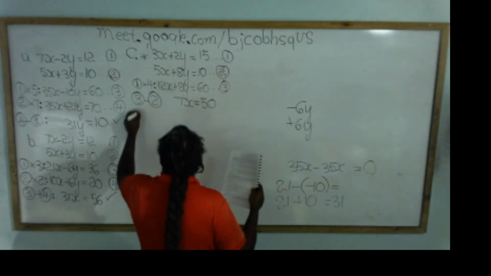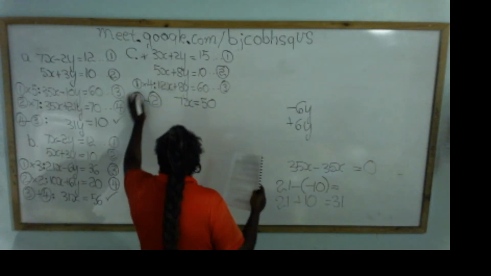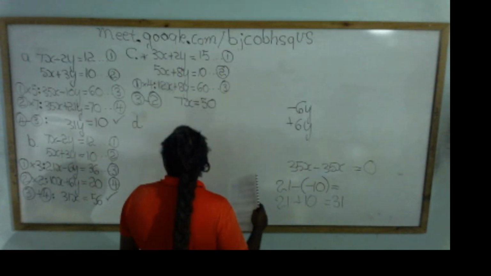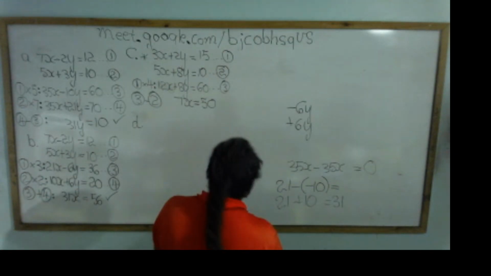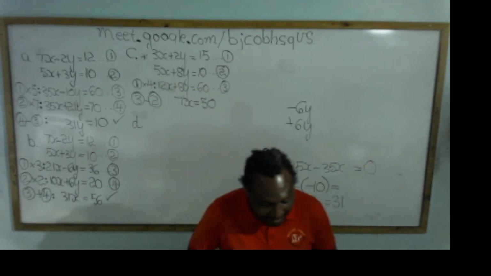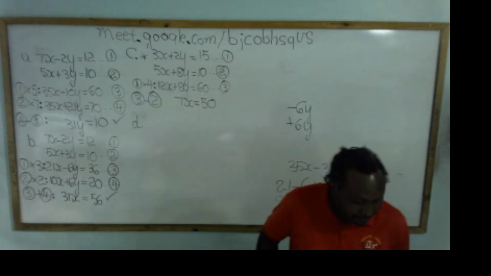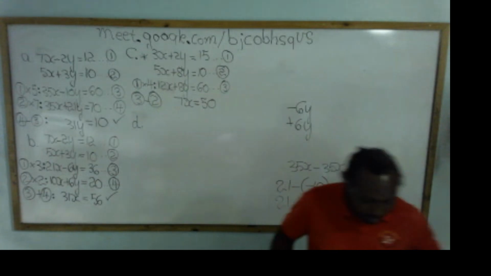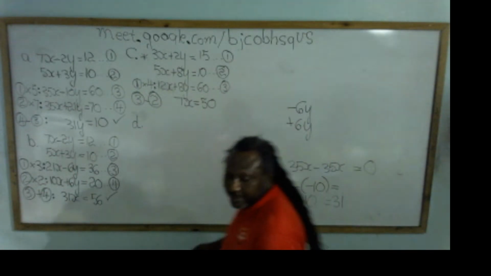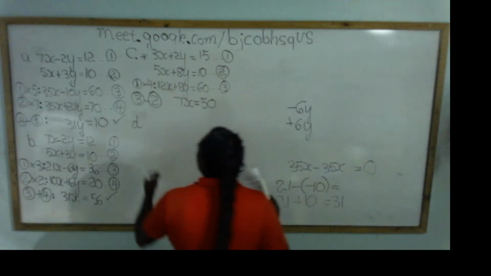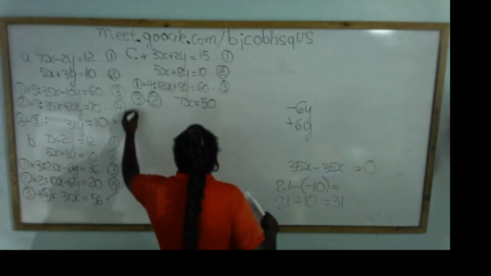Let me call it D. Or what I should do is write it with a different color so that I can write it closer. Here it is. So I'm going to write it with a different color just so that I can write it closer. D.